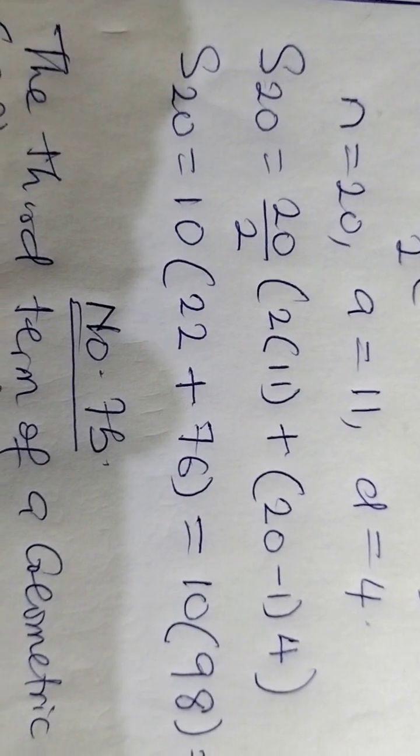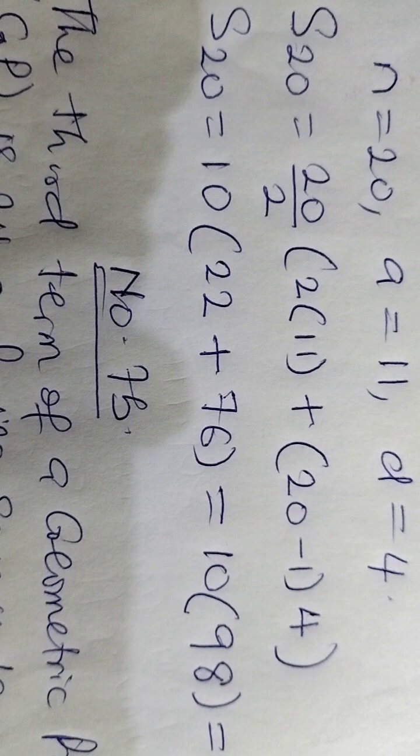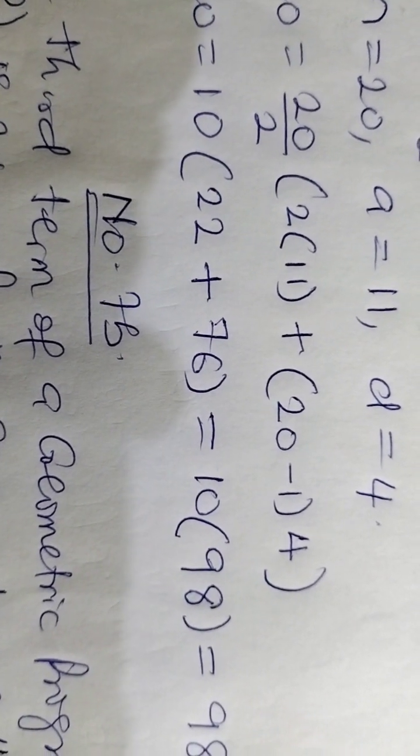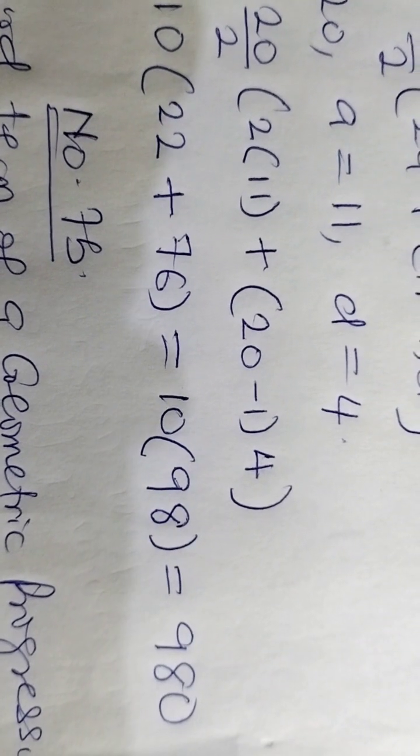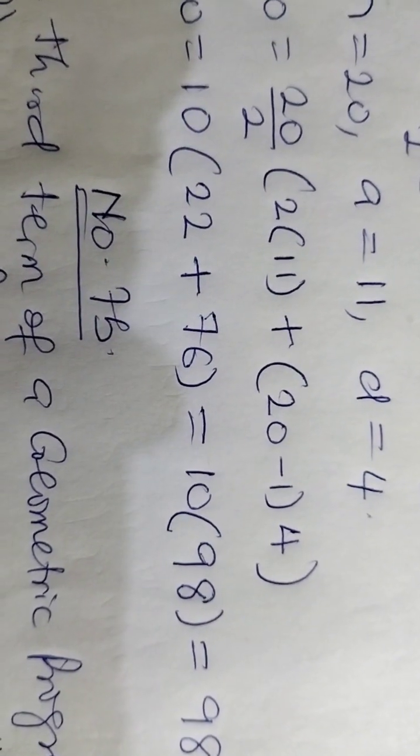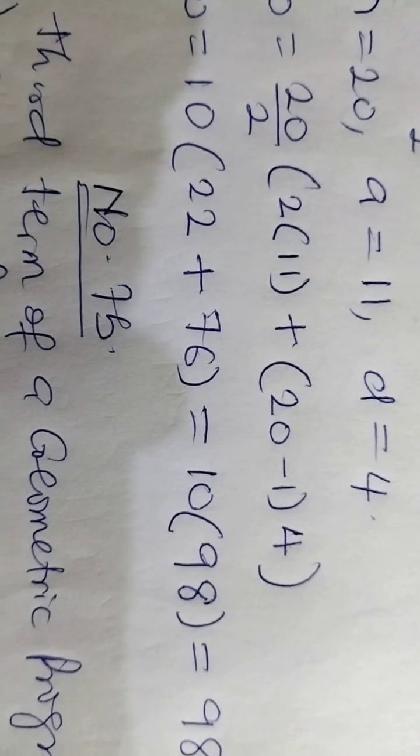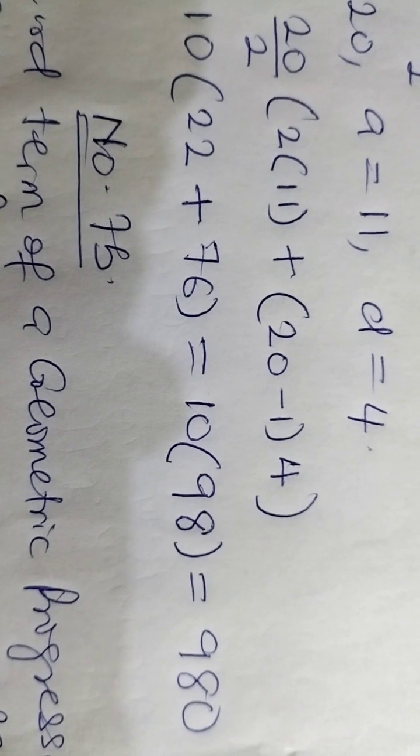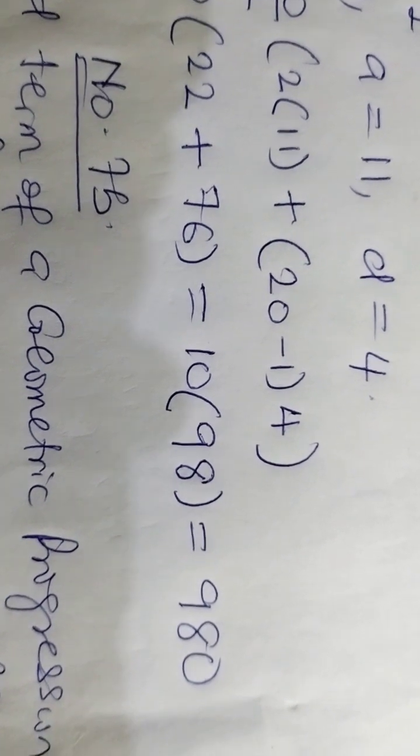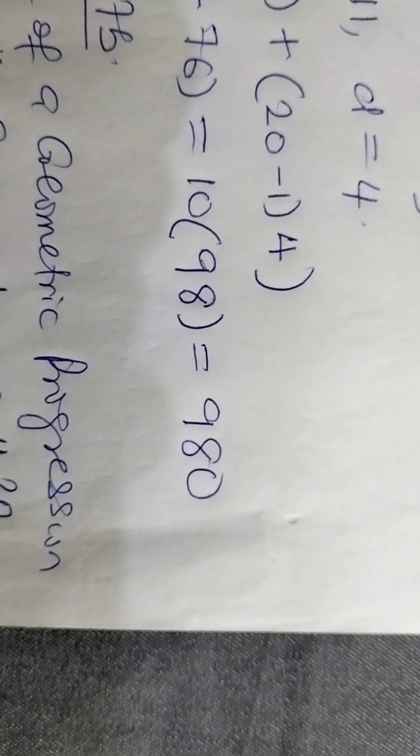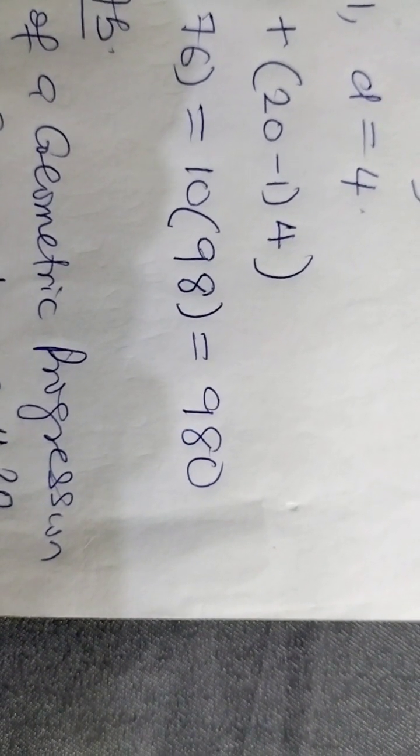Then 20 over 2 gives us 10, bracket opens, 2 times 11 gives us 22, plus the expression 20 minus 1 gives us 19, and 19 times 4 gives us 76, bracket closes. Then we have 10, bracket opens, 22 plus 76 gives us 98. Then 10 times 98 gives us 980 as our final answer to this question.